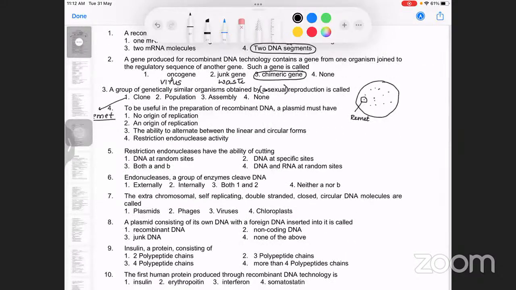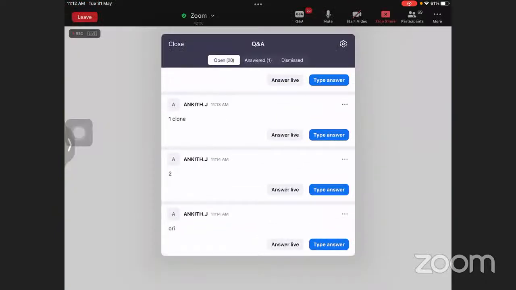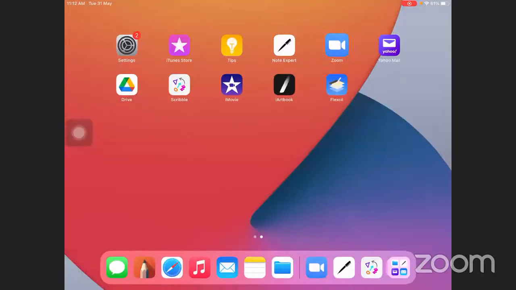Then, to be useful in preparation of recombinant DNA, a plasmid must have: no origin of replication, origin of replication, the ability to alternate between linear and circular forms, restriction endonuclease activity. Yes, exactly Ankit. It is origin of replication. DNA or plasmid should contain ORI, that is origin of replication. Very good, Tejaswini.